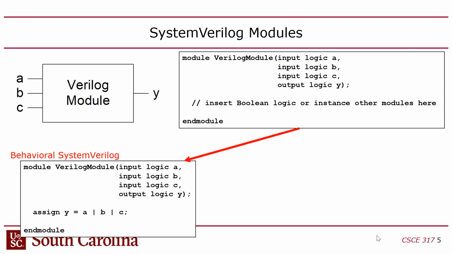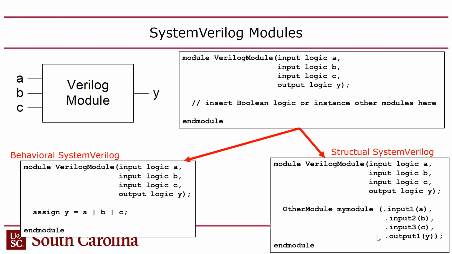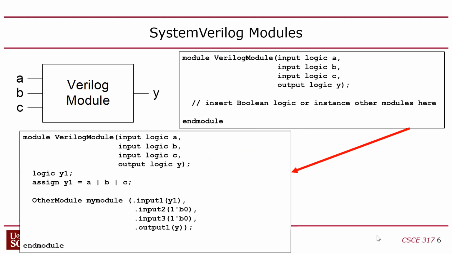And so then you can have things like behavioral Verilog, where there's two ways to define behavioral Verilog: the assign statement and the always statement. And then structural Verilog is when you just instantiate modules and connect them together. Okay, and then you can also mix and match. You can have a mixture of an assign statement and instantiated components in there.